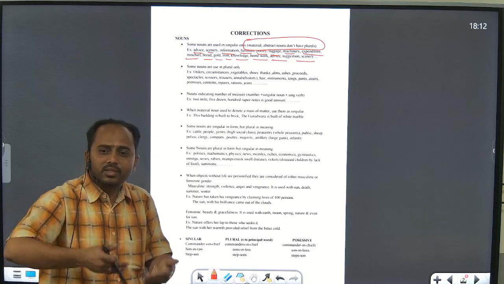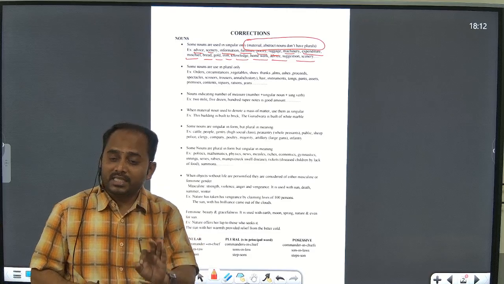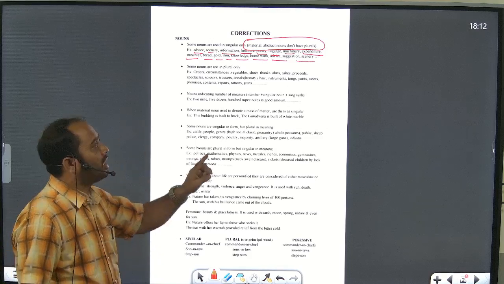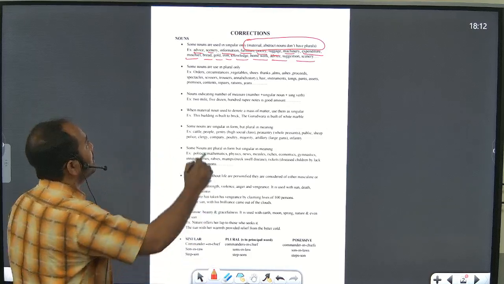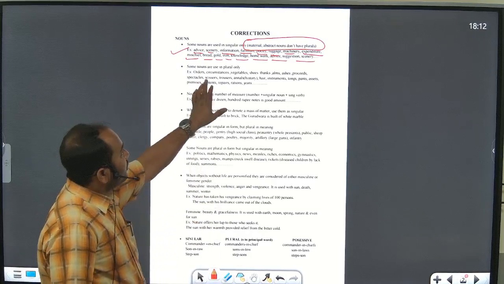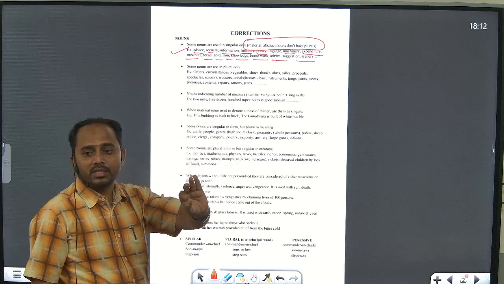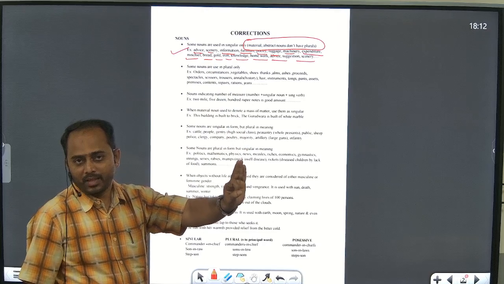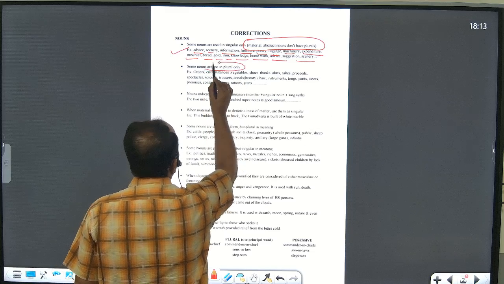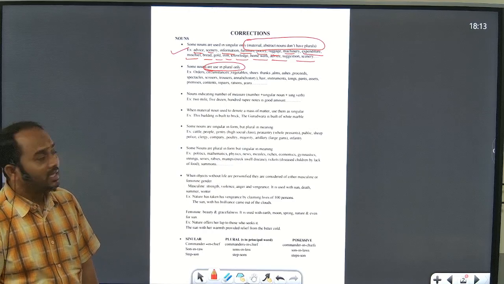Then how can I use them in the plural form? Piece of advice, okay. Pieces of advice, okay. But advices should not be used. So this is the first point for the noun. We discussed that material nouns and abstract nouns are always used in the singular form. But when it comes to some particular nouns, they are always used in the plural form only.